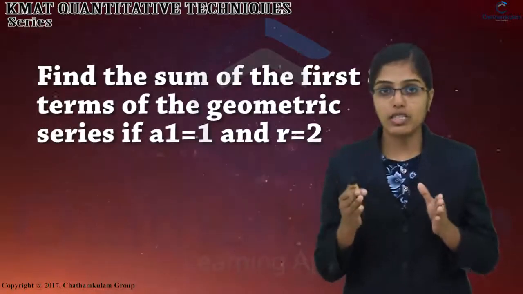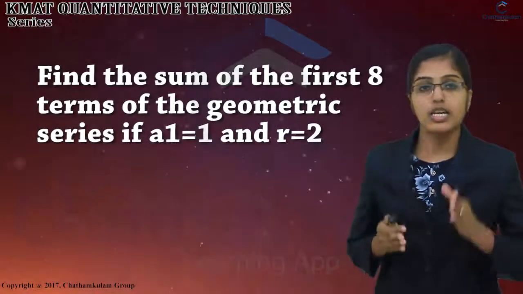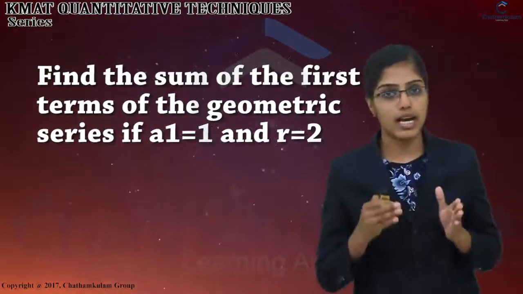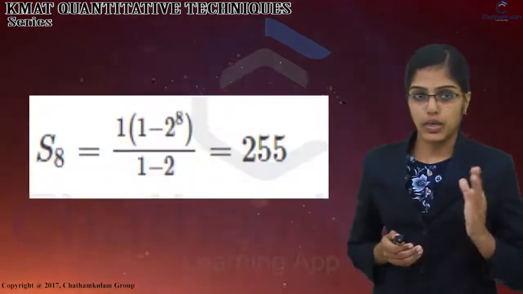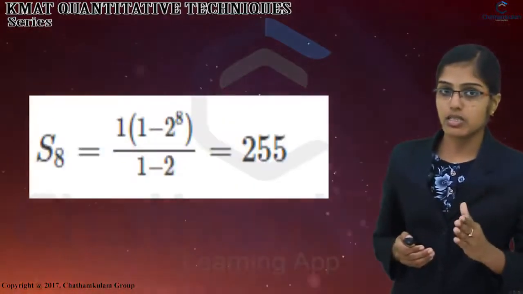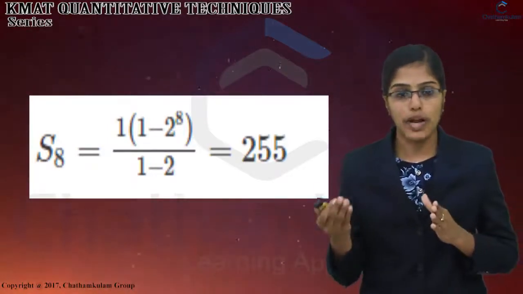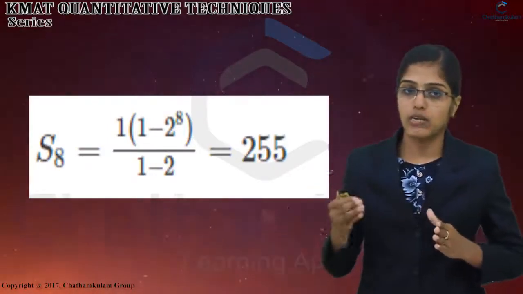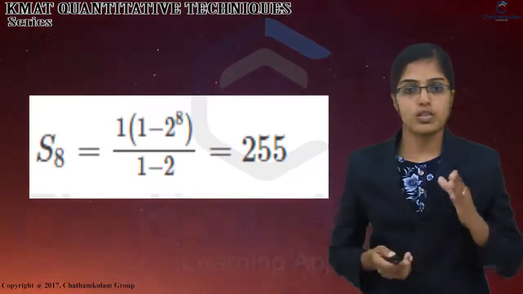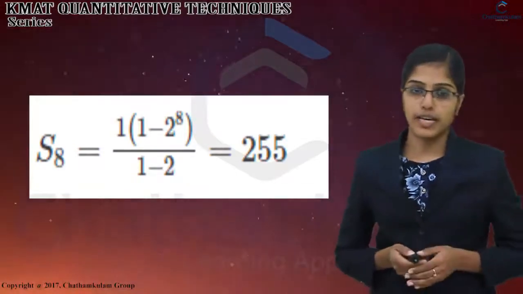There is an example. Find the sum of the first 8 terms of the geometric series if a1 is equal to 1 and r is equal to 2. So from the equation, S8 is equal to 1 into 1 minus 2 raised to 8 divided by 1 minus 2. So that is equal to 255.